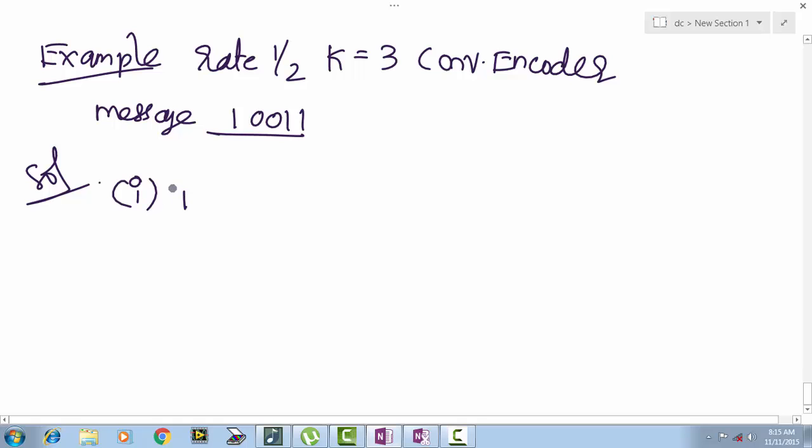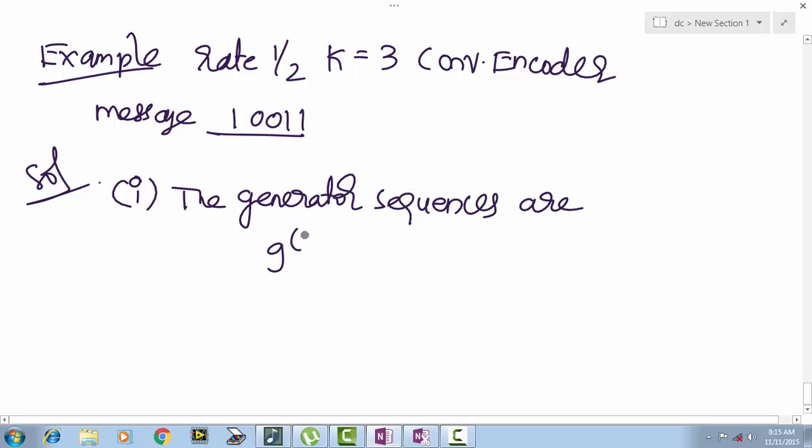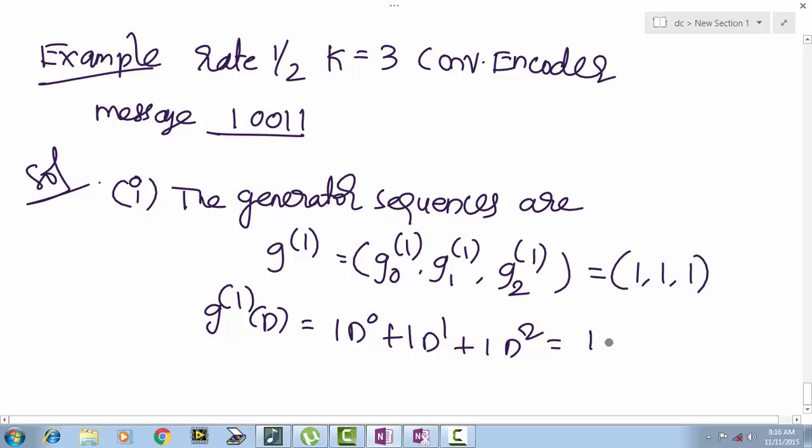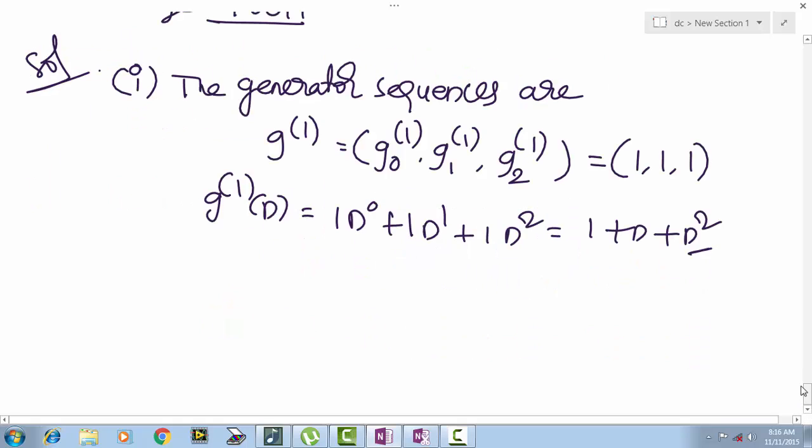The first step, the generator sequences are: g1 is g0 of 1, g1 of 1, g2 of 1, which is equal to 1 comma 1 comma 1. So express this as a polynomial. So g1 of d is equal to 1 into d power 0 plus 1 into d power 1 plus 1 into d square, which is equal to 1 plus d plus d square. So that is the first generator polynomial.